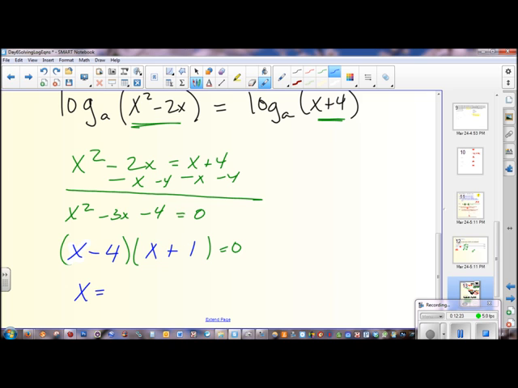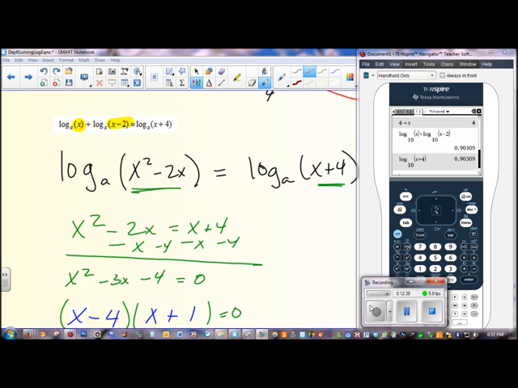This is going to give me two answers. It gives me x equals 4, gives me x equals negative 1, and you're probably guessing right now that we're going to end up rejecting that x equals negative 1, but let's ask the calculator to check it for us. And so I stored the 4, and I typed the left hand side, got 0.90309, typed the right hand side, got 0.90309.